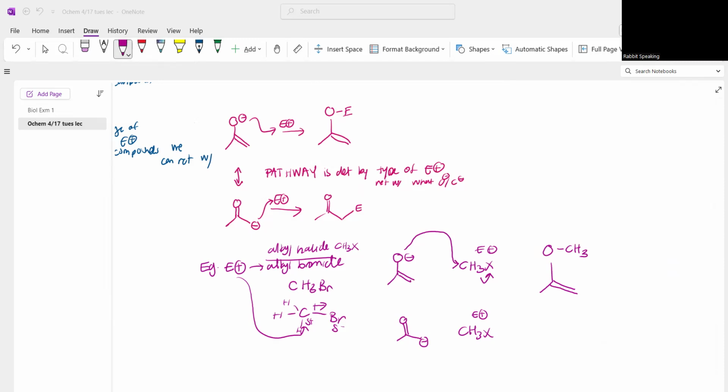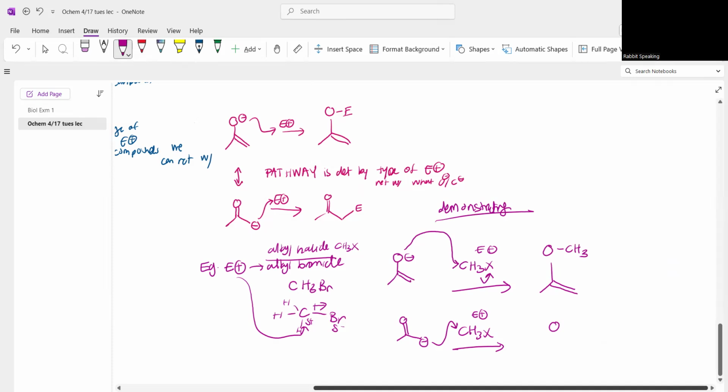Okay, so that's if we were to go the oxygen pathway. The other way is if we went this pathway, so carbon would take the carbon out here, and then OCH3 here. By the way, I'm just demonstrating what the two pathways are. I'm not saying this is what happens, but I'm demonstrating what would happen if we took an alkyl halide and reacted it with our enolate with one of the resonance forms.